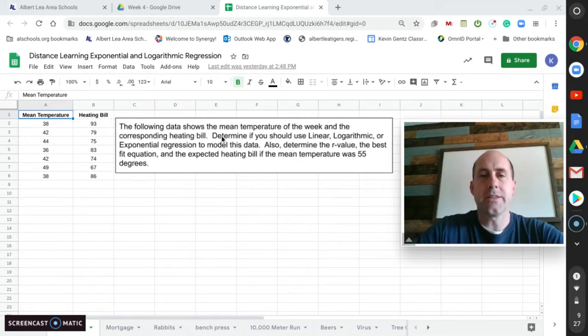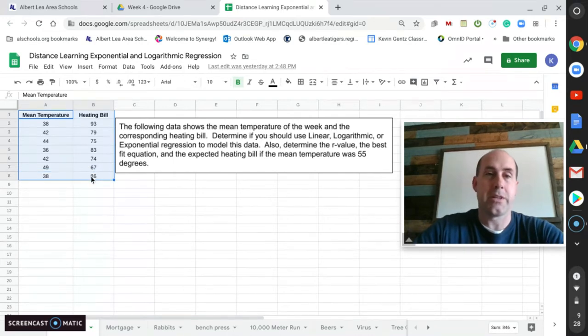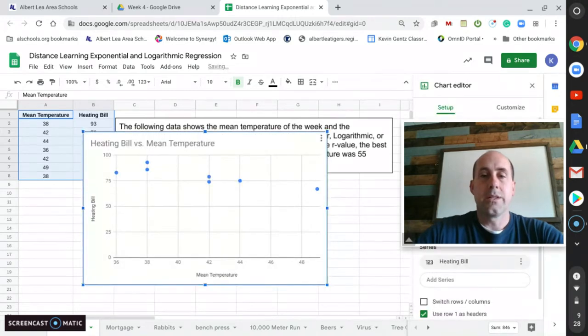We'll talk about the exponential and the logarithmic regression here in a little bit. But if we simply wonder if there's a relationship among the data, again, that's our question. Sometimes the best thing to do is just go ahead and insert a chart, and we hope that it chooses a scatter plot. We can see what it chooses. It does choose a scatter plot, and you want to look at that data.